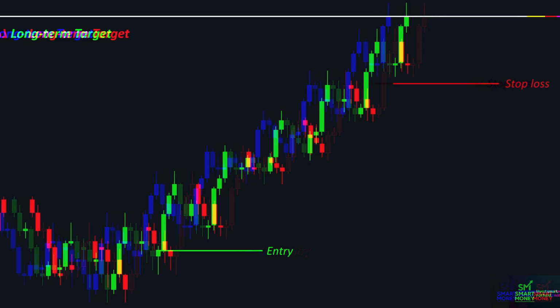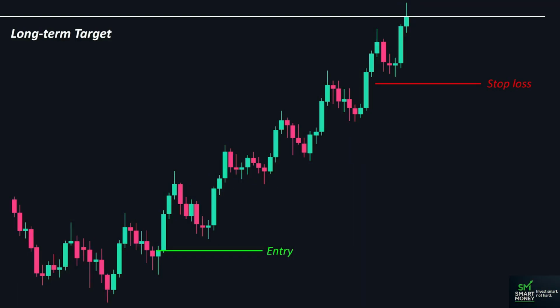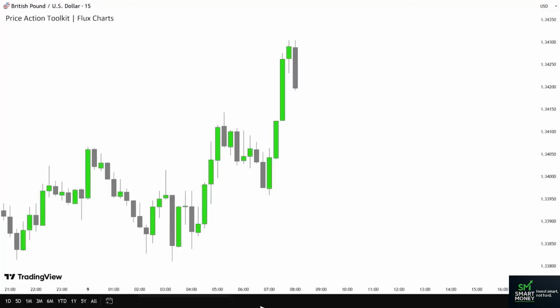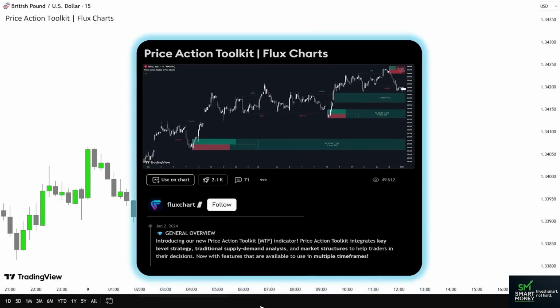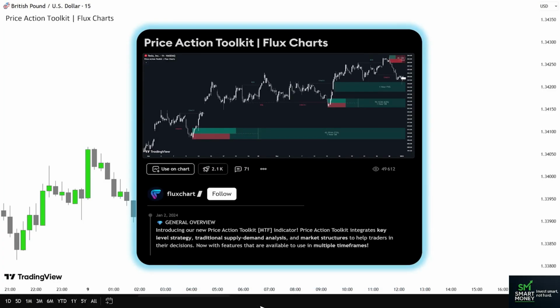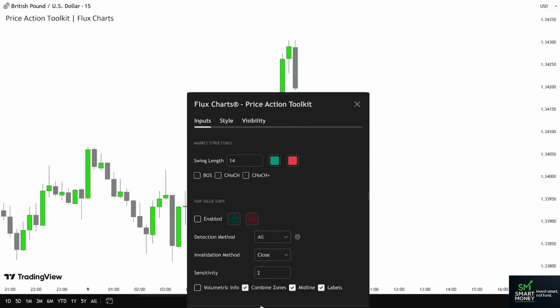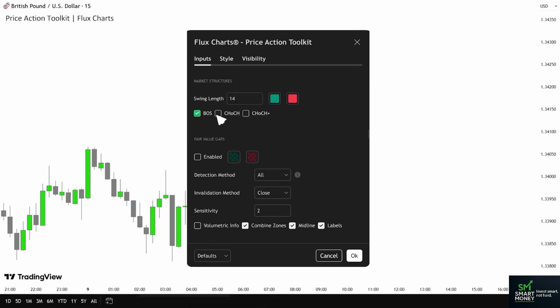Now, let's look at some examples on the price chart to fully apply this trading strategy. Here we have pound dollar on the 15-minute chart. As I mentioned previously, we're going to use the Price Action Toolkit indicator to apply smart money concepts on the chart. So, from the indicator settings, let's apply the fair value gap, break of structure, and change of character.